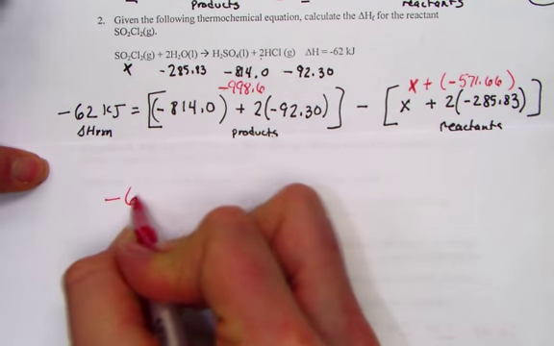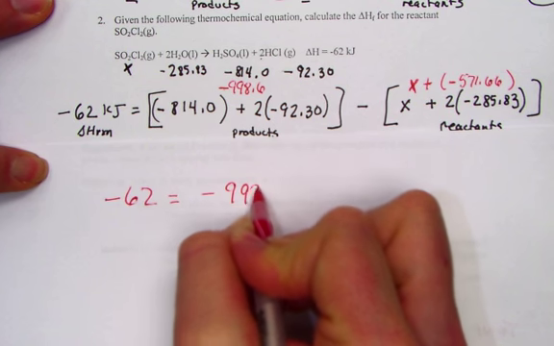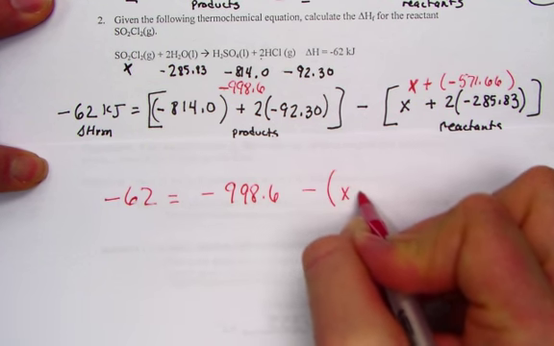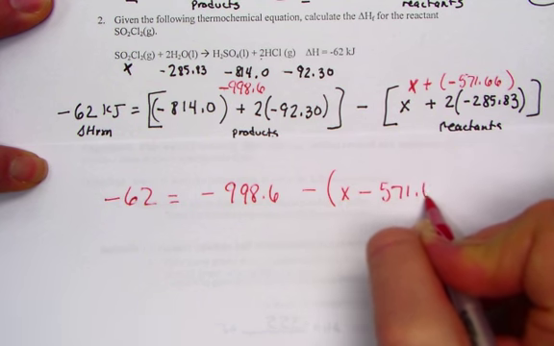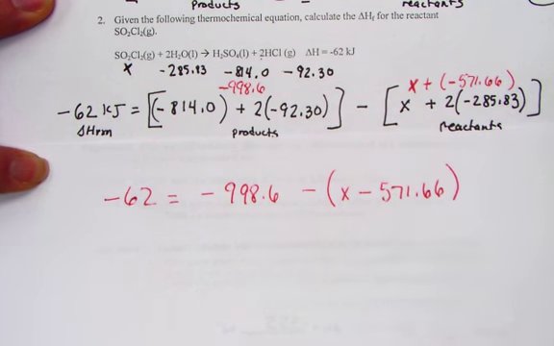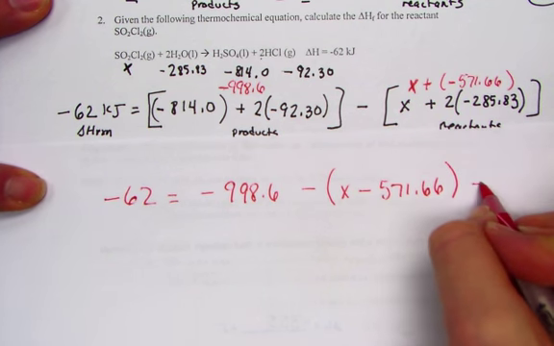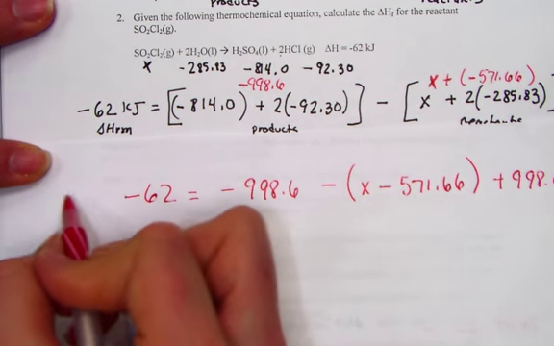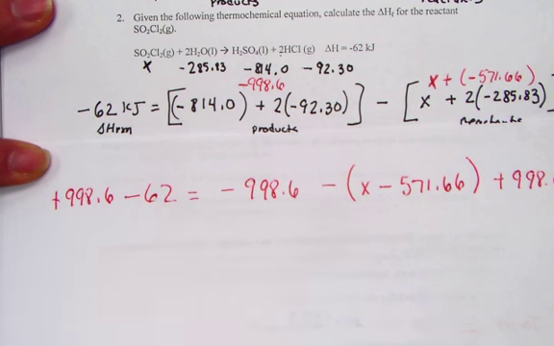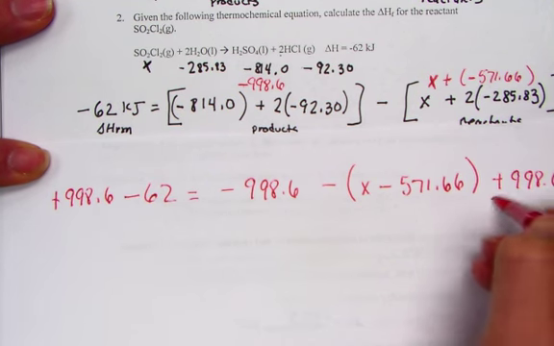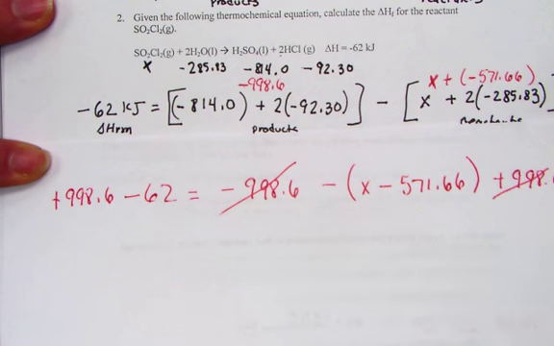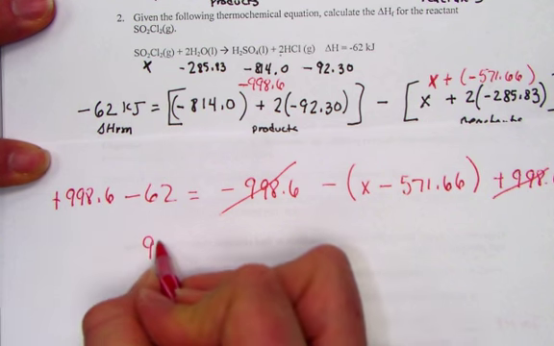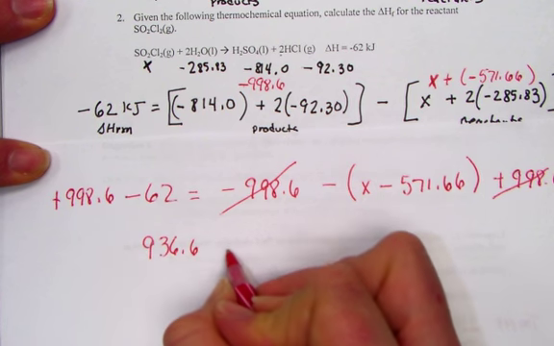Simplifying, negative 62 equals negative 998.6 minus X minus 571.66. Just distributing that through. Here's what we have so far. If I could add 998.6 to both sides, then I can simplify and bring that side over. So at this point, 998.6 is now gone from the product side, brought over. So positive 998.6 minus 62 gives me a value of positive 936.6.